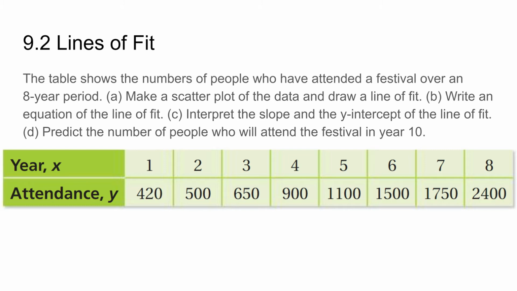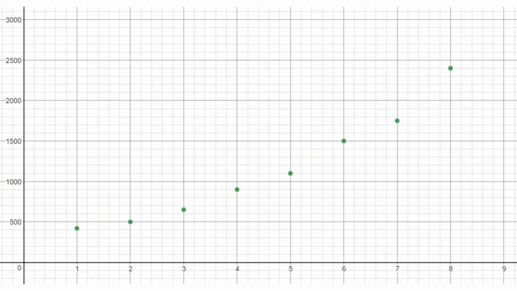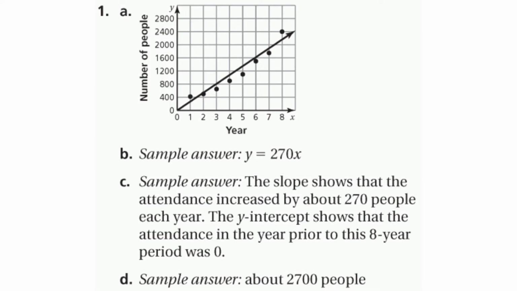Okay, so now hopefully you're done. Let's go ahead and check our answer. Once you've plotted the points, this is what your points should look like. Then we're going to draw a line of best fit through these points. As you can see, our y-intercept is at 0, okay? And our slope is going to be 270.